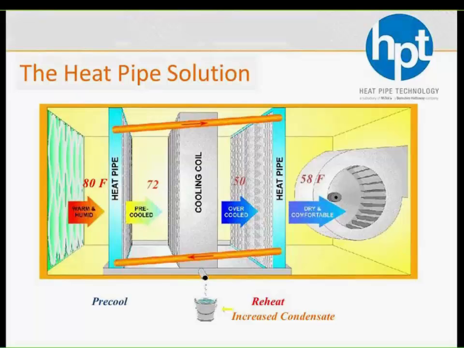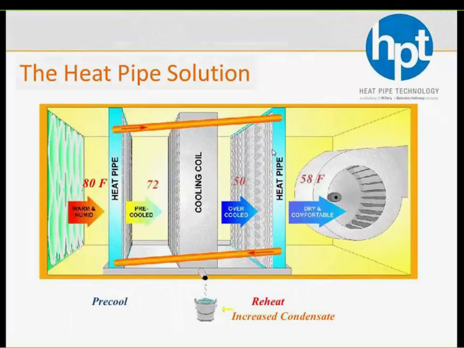Now we take that concept and we essentially wrap it around a cooling coil. This first heat pipe coil is our PreCool heat pipe, and the downstream side is our reheat heat pipe. So if you think back to the brute force method I just showed you, think about that same 80-degree air. It hits our first coil, the PreCool heat pipe, and drops that temperature down to 72. So now, instead of your cooling coil only seeing 80 degrees, it's only seeing 72.